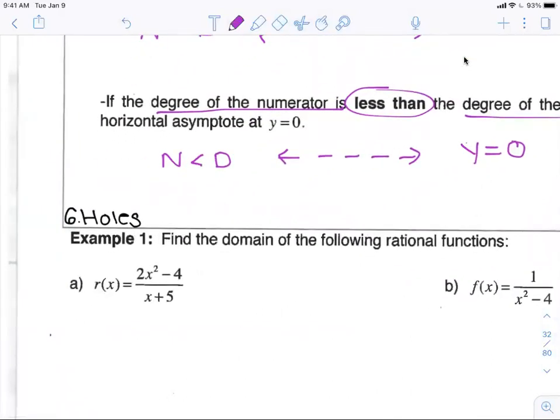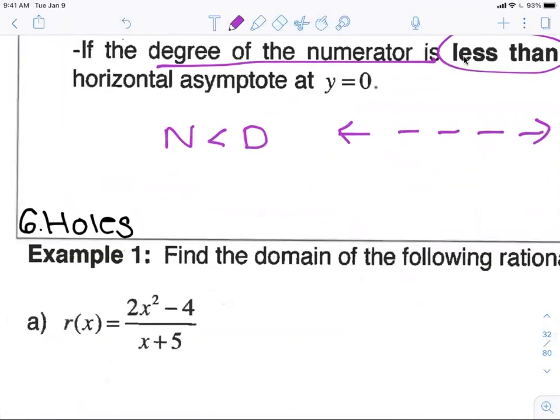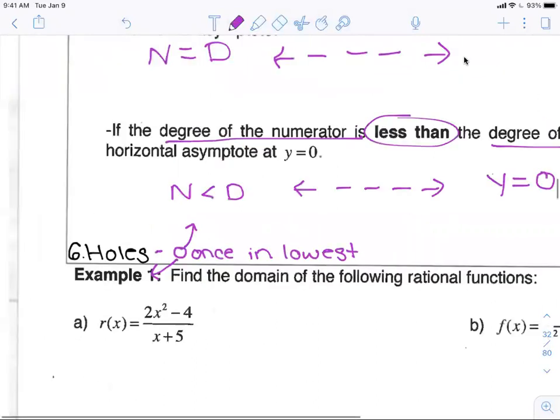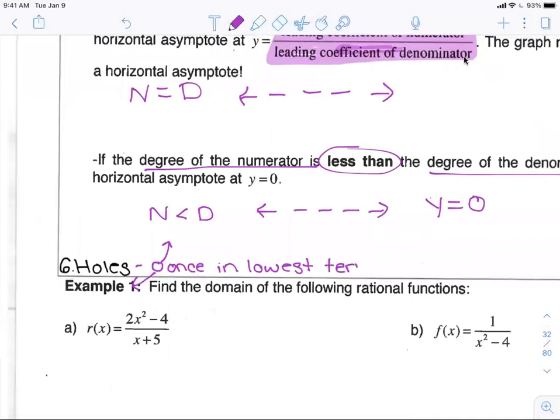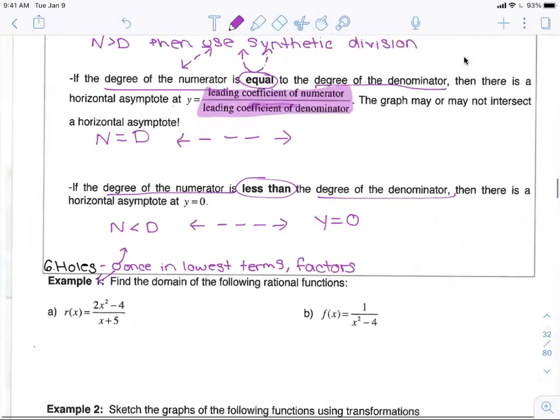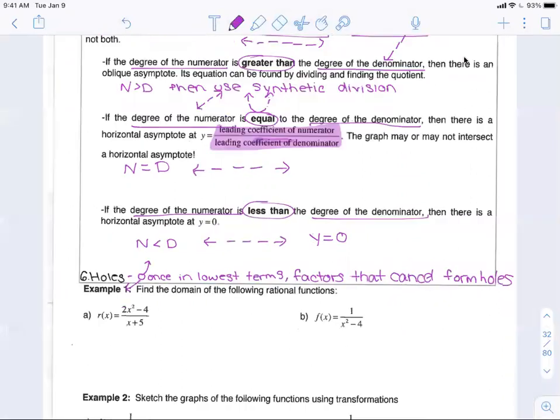The last thing we're going to take a look at is number 6, which is holes. And holes are literally going to be little circles on the graph, okay? They'll look something like this. You'll have a graph and there's literally a hole you draw. And once they're in lowest terms, factors that cancel form holes. So we'll talk about that as well.